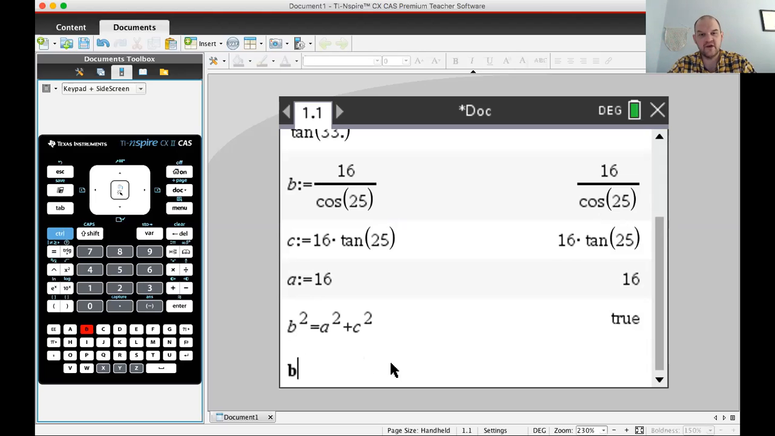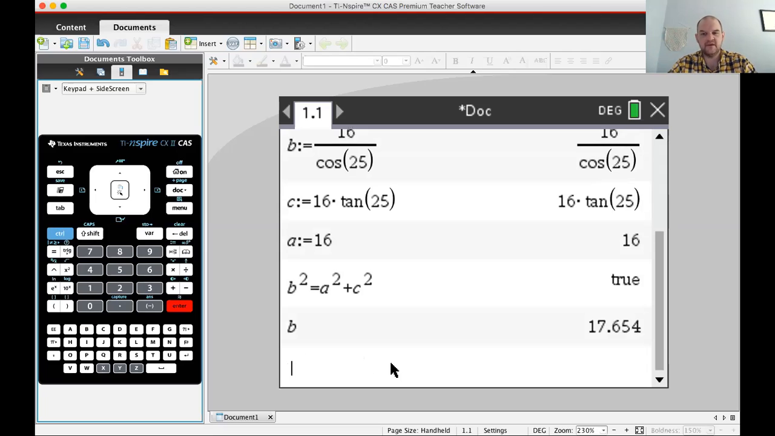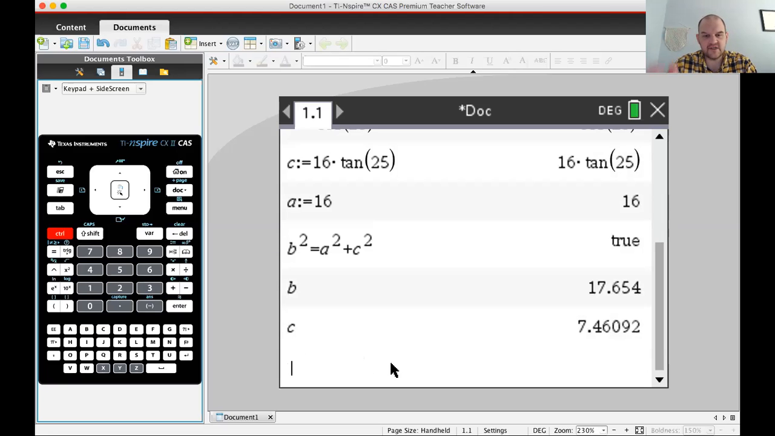So I'm going to say, what is B approximately equal to? 17.654. So let me handwrite that in. 17.654. And then what is C approximately equal to? So I'm hitting Control Enter. So I defined them so I was able to do that. Ordinarily, you would just type them in, hit Control Enter, and get your value there. So 7.461, 3 decimals, always.